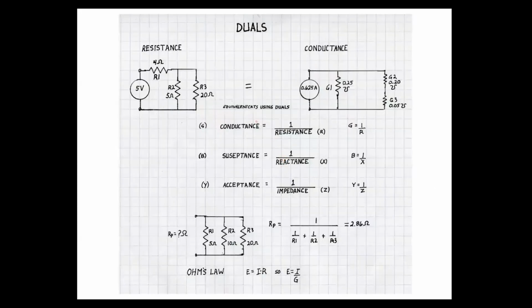So let's look at a couple of duals. Here is a series parallel resistance circuit, and here is a series parallel conductance circuit. In the resistance circuit, I've got a 5-volt source. In the conductance circuit, I've got a 0.625 amp current source. Here I've got a series resistance, and it's 4 ohms. The reciprocal of 4 ohms is 0.25. So here, instead of R1, I've got conductance 1 or G1, and it's 0.25 mhos.